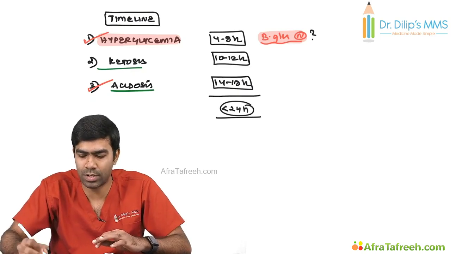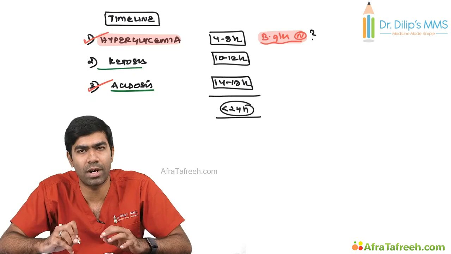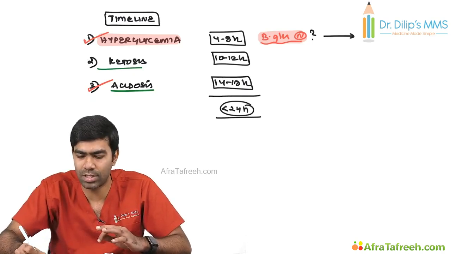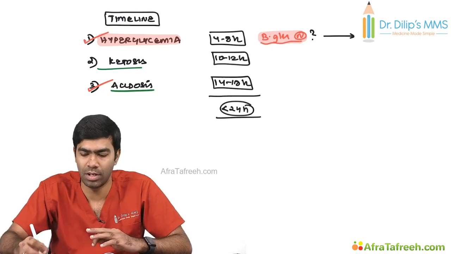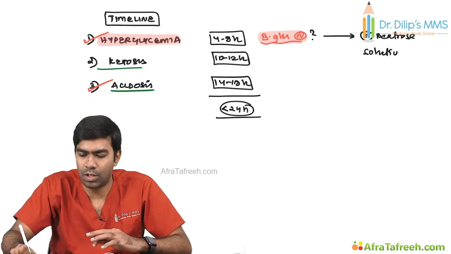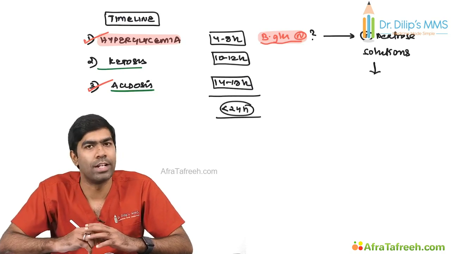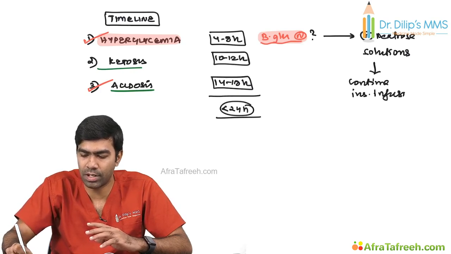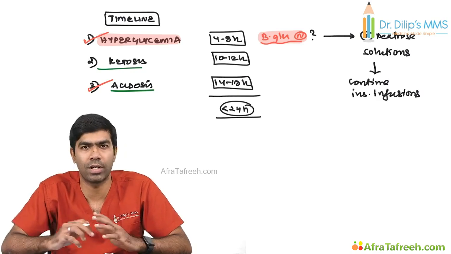Now you'll be asking the question, if I continue with insulin infusion, my blood glucose will fall and I'll end up with hypoglycemia. So that is the reason, once the blood glucose becomes normal, you add dextrose solutions, but do not stop the insulin infusion. So you have to continue insulin infusion in this setting, despite the blood glucose becoming normal. To prevent hypoglycemia, I'm going to give dextrose infusion.